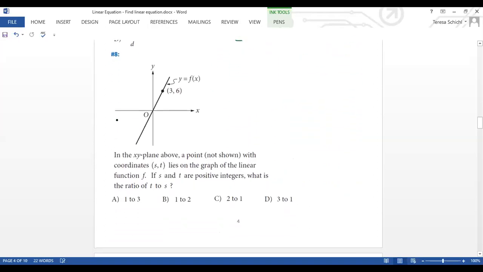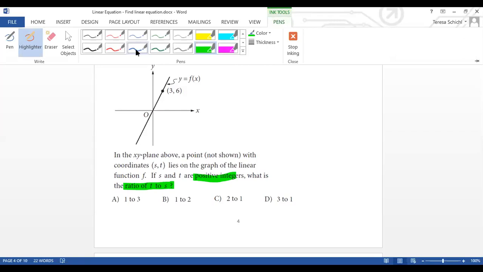Okay, so number 8. In the xy-plane, a point (3, 6) is on this line. I have another point (s, t) that lies on the line of the linear equation. If s and t are both positive, what is the ratio of t to s? So what did I try to ask? Let's see the positive ratio. Okay, so let's take a look.